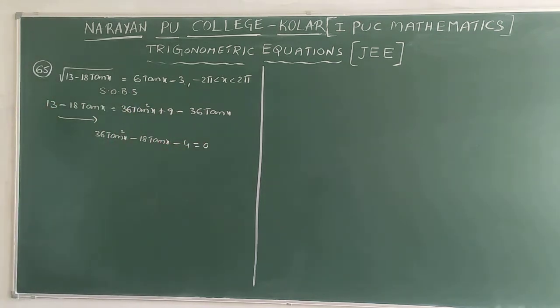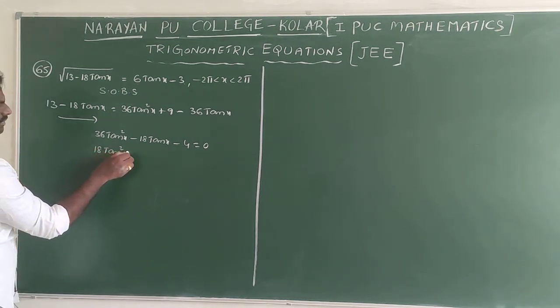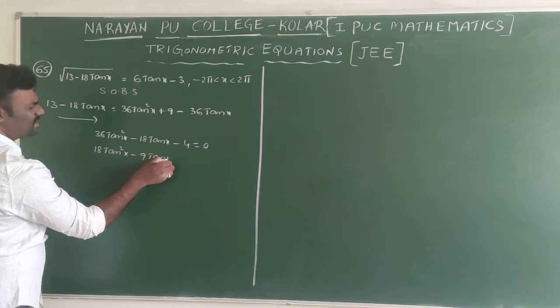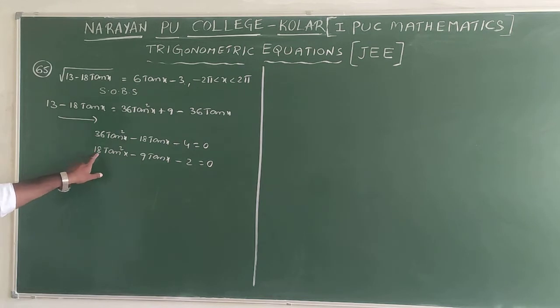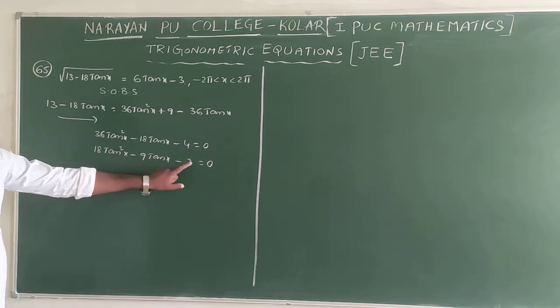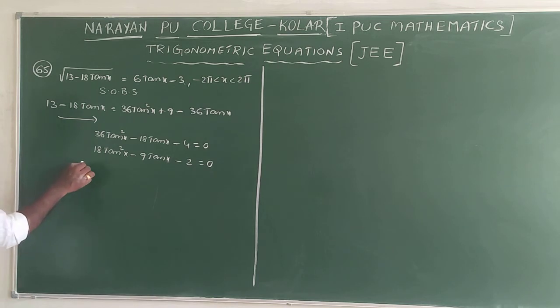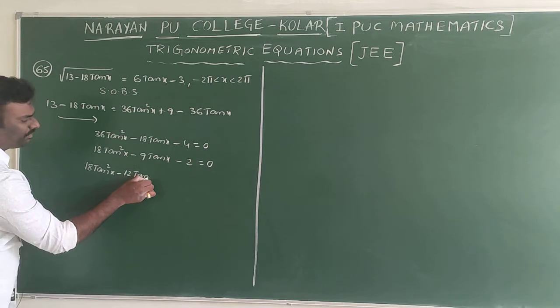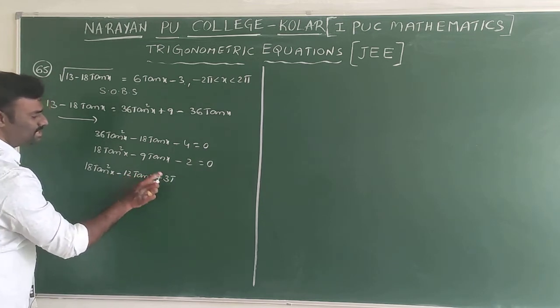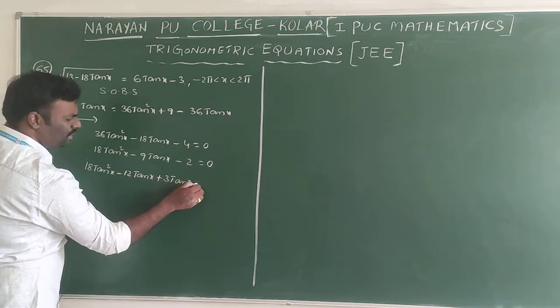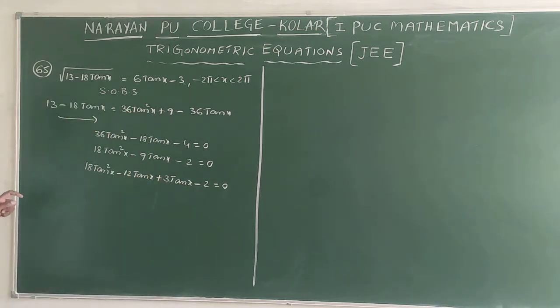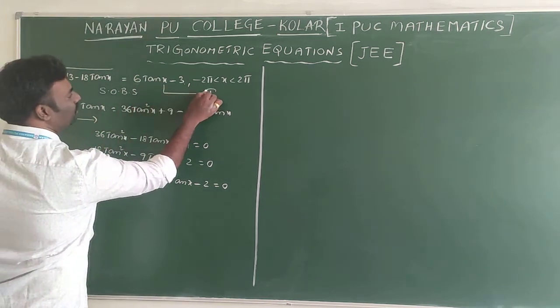So I will take 2 common in this. 18 tan square x minus 9 tan x minus 2 equals to 0. Factorize. So here 18 2 just 36, 3 12 just 36. That's why this can be written as 18 tan square x minus 12 tan x plus 3 tan x. Minus 12 plus 3 is minus 9, minus 12 into 3 is minus 36, minus 2 equals to 0. Now I am taking this as equation 1.